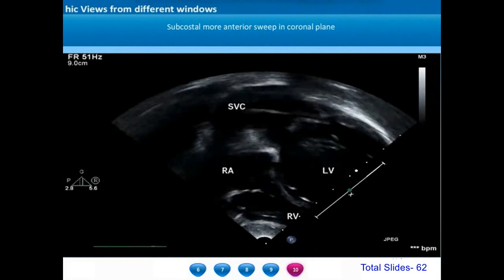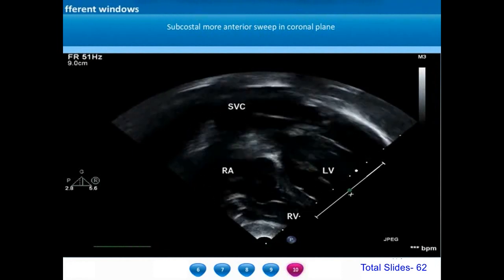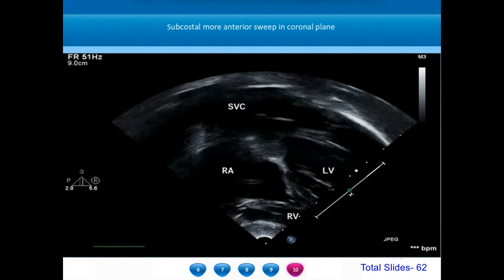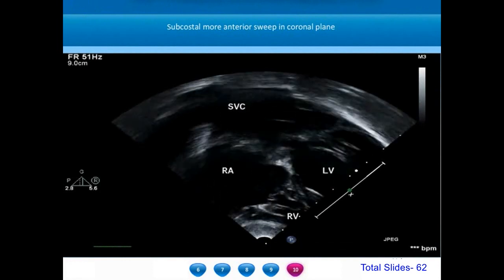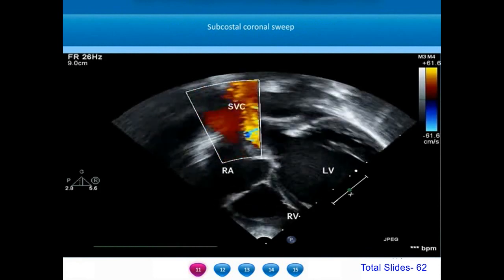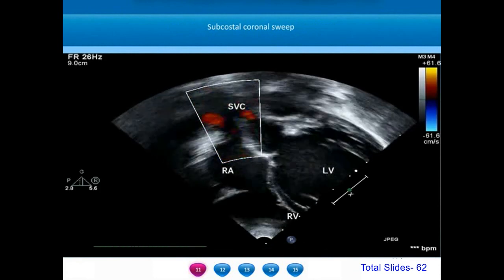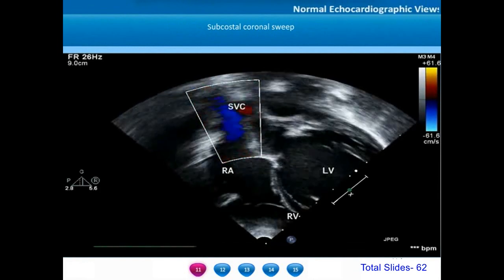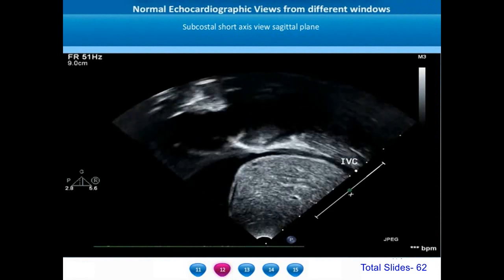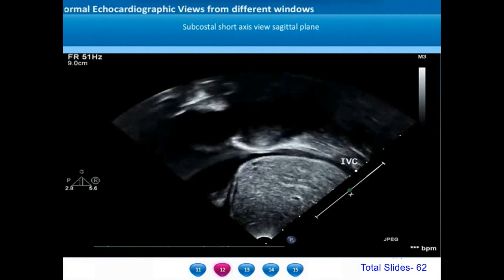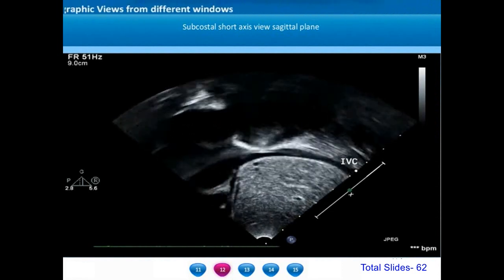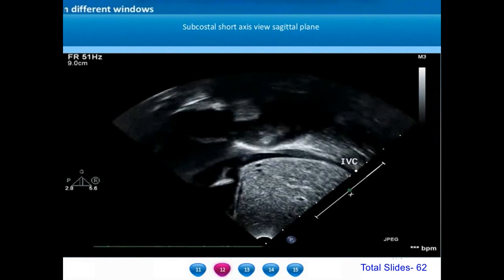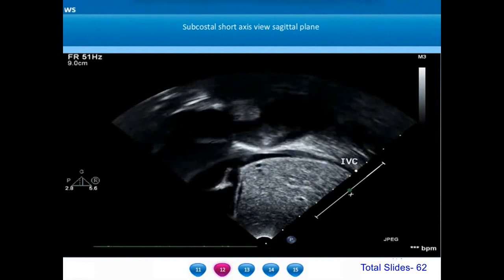On a further anterior sweep on the same coronal plane, we can notice the superior vena cava entering the right atrium. The flow of blood from superior vena cava to right atrium can be seen well when we use color Doppler. After having gone through the Subxiphoid view in coronal plane sweep, which is the long axis sweep, now we move on to the short axis sweep.